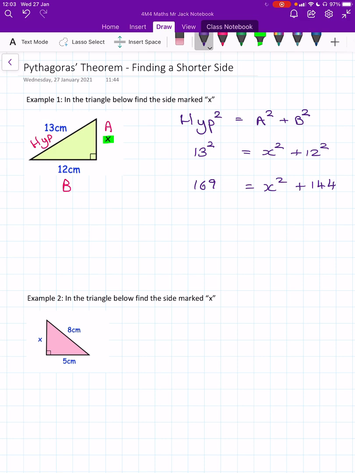Okay, now what I have here is an equation, and it's an equation that I need to solve in order to find x. Before I do that, what I'm going to do is I'm just going to write it round the other way. So I'm just going to write it so that the 169 is on the right hand side and the x squared plus the 144 is on the left hand side.